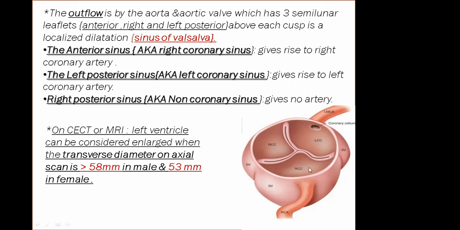So this is an illustration showing the right anterior coronary sinus giving the right coronary artery, the left posterior coronary sinus giving the left main coronary artery, and this is the non-coronary sinus. On axial CT or MRI, the left ventricle can be considered enlarged when the transverse diameter on axial scans is more than 58 mm in males and 53 mm in females.